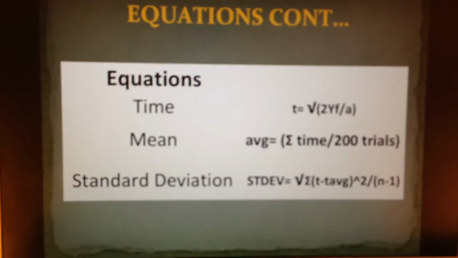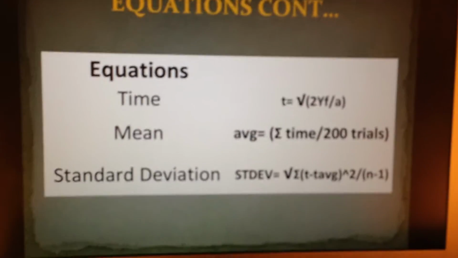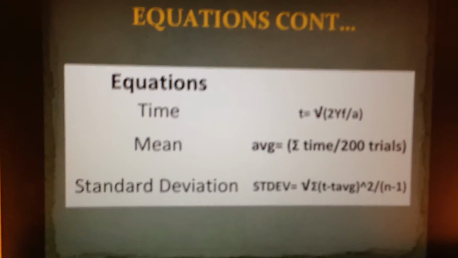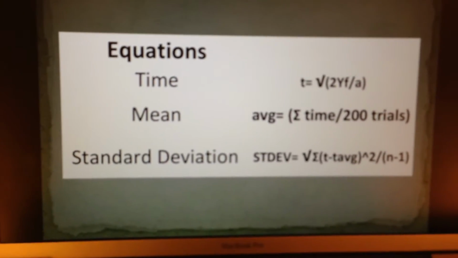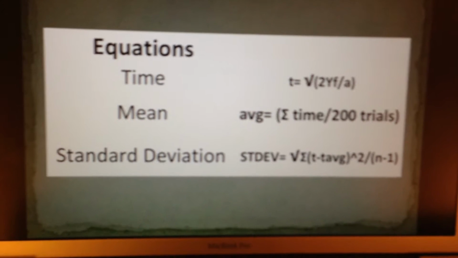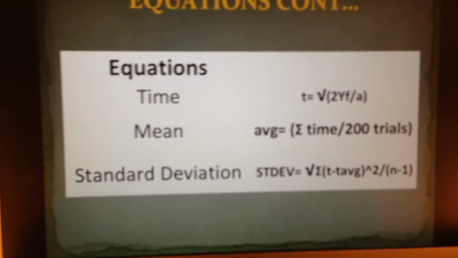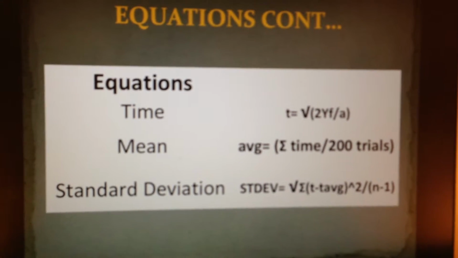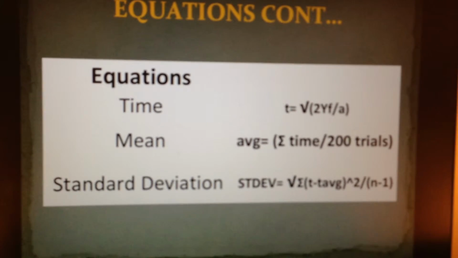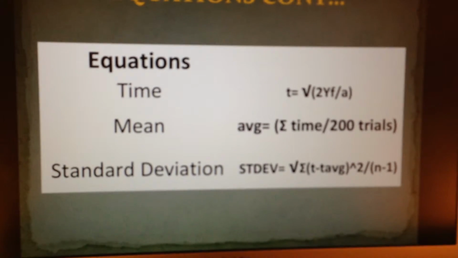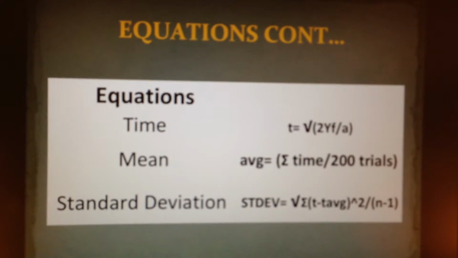Next was calculating the mean, which is just the average: the sum of all the times divided by how many different trials I did, which was 200. And that was 160.5, as you recall. Lastly was the standard deviation. This equation is a little bit trickier, but essentially it's the square root of the sum of each time minus the average, squared, over the number of trials minus 1. And that was used in Excel, and that spit out an answer of 30.5, I believe.